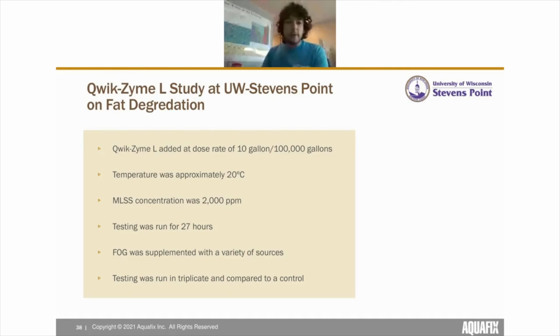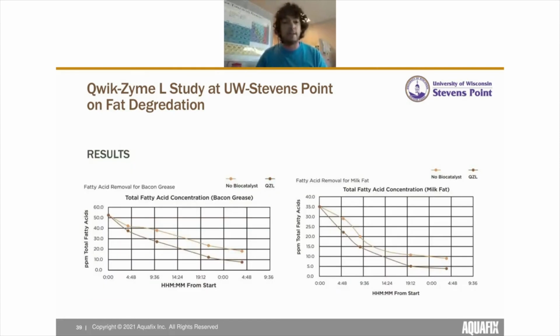All right, so quickly going through our Quiczyme L study at UW-Stevens Point. In this case, we were applying 10 gallons per 10,000 gallons as an equivalent dose rate. It was 20 degrees. We added a mixed liquor sample from a system, and we spiked fats, oils, and grease from a variety of sources into the sample, along with influent, to see how Quiczyme L influenced the breakdown of fatty acids. So we partnered with the University of Stevens Point for this study, and they provided us the data. This complete study is one of the attachments we provide.